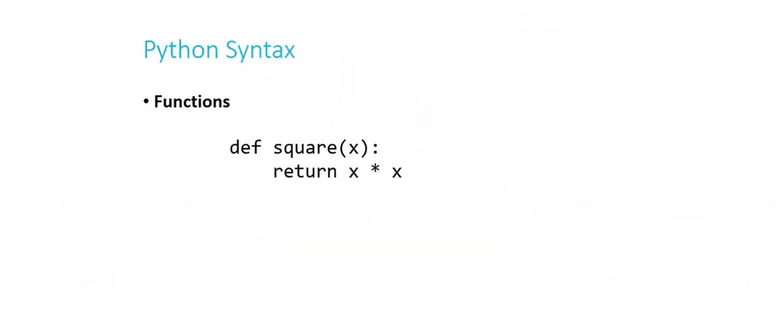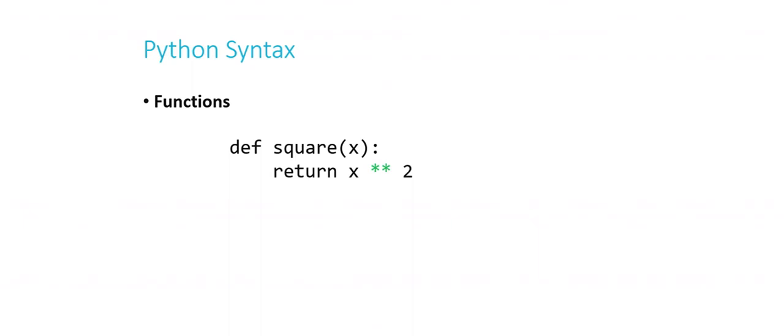Let's define the square of x, like we just did a second ago in C. Def square parentheses x colon return x times x. Pretty straightforward. I could also do this. I could return x to the power of 2. Actually, this operator here is a built-in exponentiation operator, which C did not have. So this is return x squared.